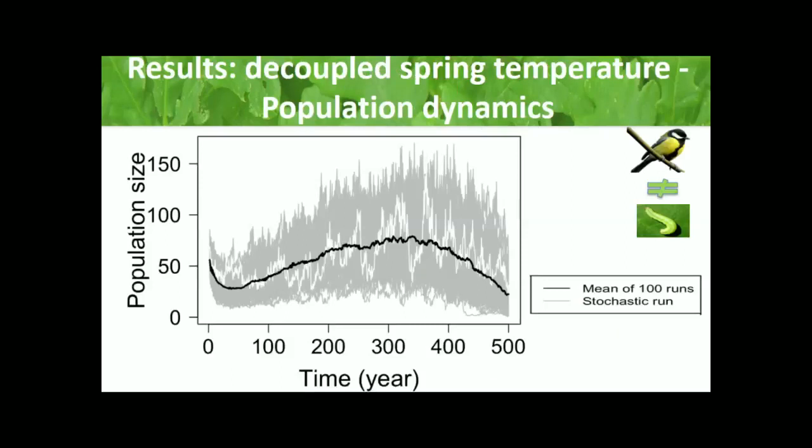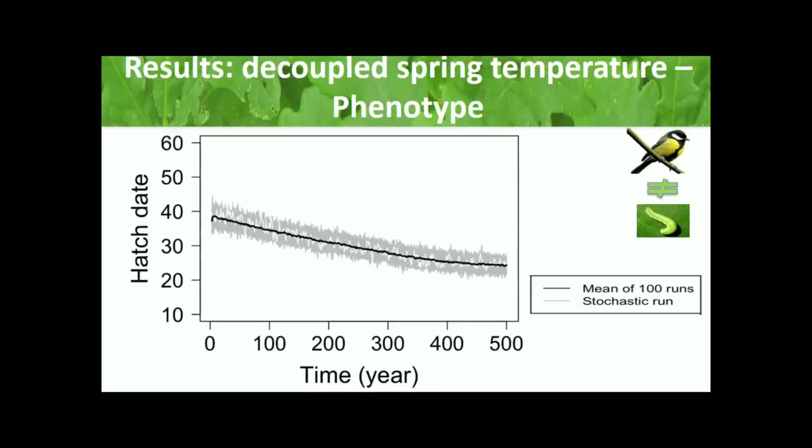So under this scenario, you see quite a different change in the population dynamics. There's an initial increase in the population size across the model run. There's also a lot more variability. It then starts to decrease towards the end of the 500 years. And we can see, again, with the phenotype, although the great tits are experiencing no environmental change themselves, there's still an advance in the mean phenotype across the model run.